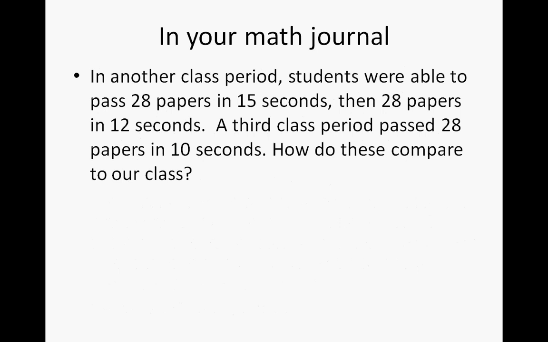So in another class period, let's say that I've given you some more information. The students were able to pass 28 papers in 15 seconds and then 28 papers in 12 seconds. And a third class period passed 28 papers in 10 seconds. So how do we compare these to our class? In your math journal, make some statements about whether we are the fastest, second fastest, or how we are going to decide who is the fastest class and where our class is in that mix.